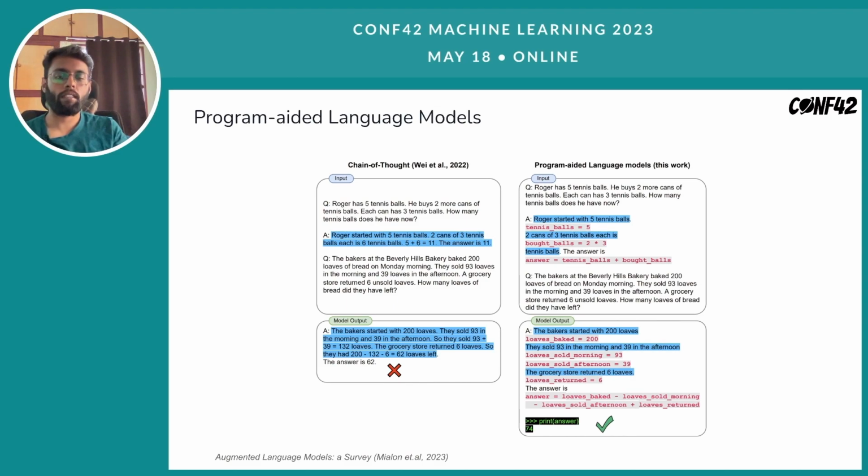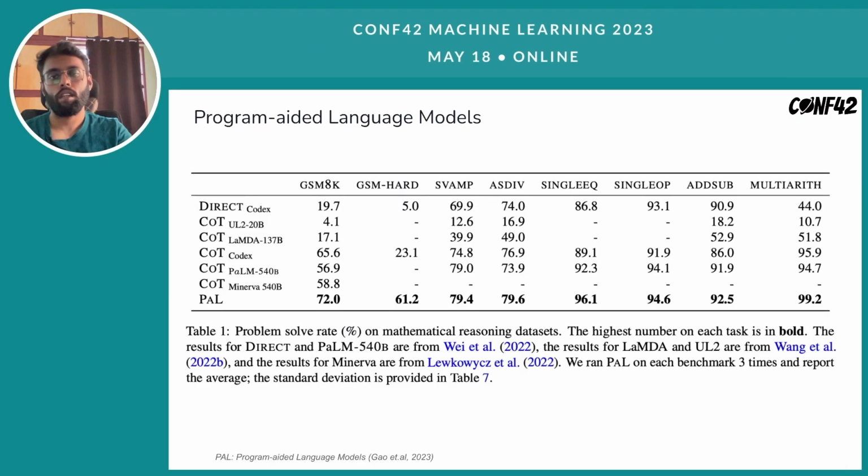To get the final answer, the generated solution is executed in the Python interpreter, and that is considered the final solution. This performed better than chain of thought, as you can see in the results across all the mathematical reasoning benchmarks. The main reason is we are using LLMs for their strengths, and we are offloading the weaknesses of LLMs to the Python interpreter.